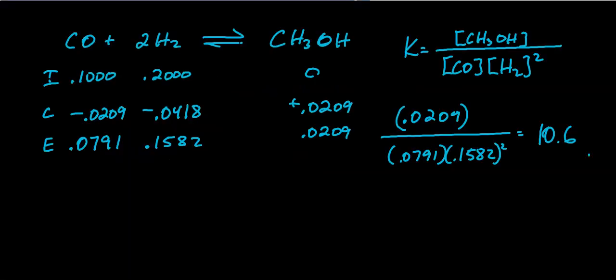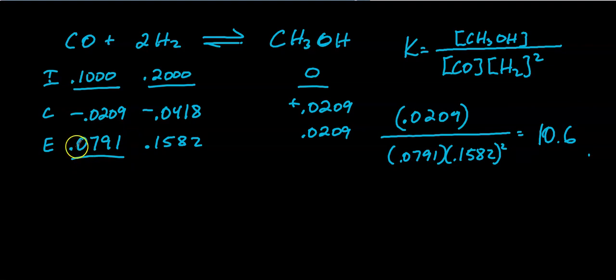All right, so again, this, I guess, as well, and this were given to us in the problem. So we have 0.1000 moles in a 1 liter container, so 0.1000 molar for the CO. H2 was 0.2000 molar. No methanol at the very beginning, so that's a 0 there. And then it tells us at equilibrium we have 0.0791 moles of CO. So equilibrium concentration of CO is 0.0791.